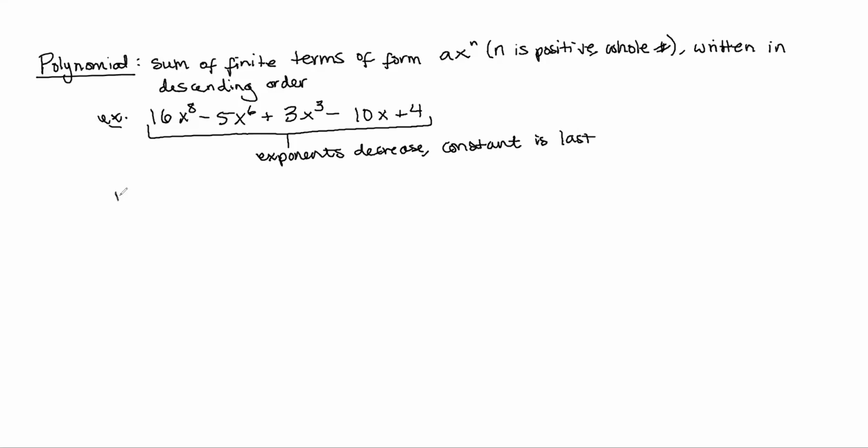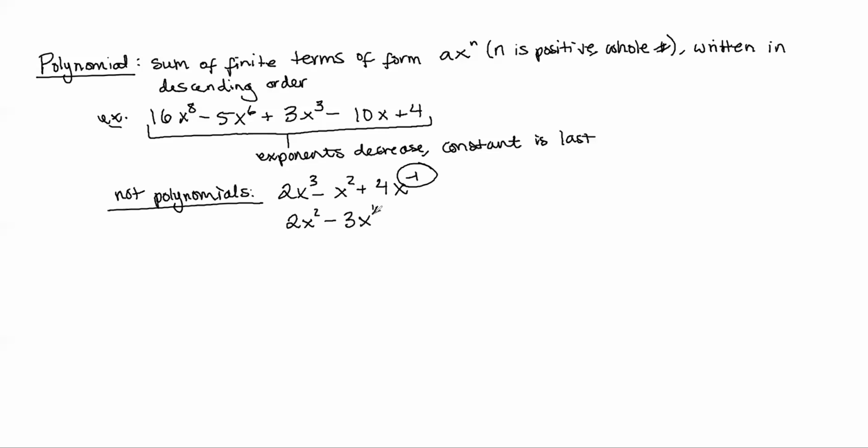Some examples of things that are not polynomials, just so you can see the difference: something like 2x cubed minus x squared plus 4x to the negative first. This one is not a polynomial because of that negative exponent. We can't have negative exponents in our polynomials. Another example would be something like 2x squared minus 3x to the 1/2. This one is not a polynomial because we only want whole number exponents, which 1/2 is not.